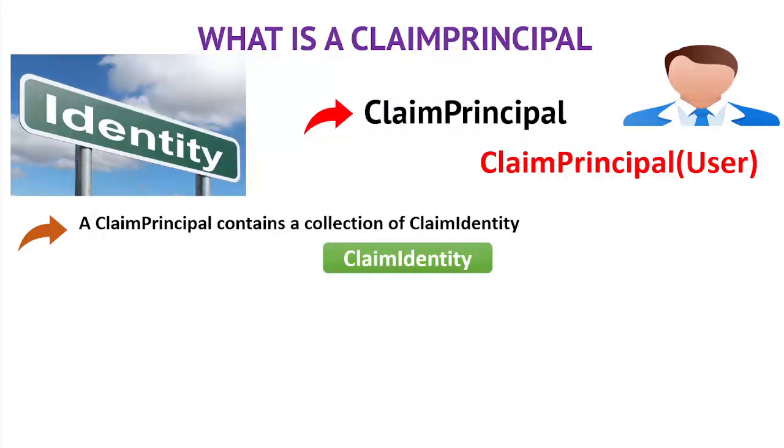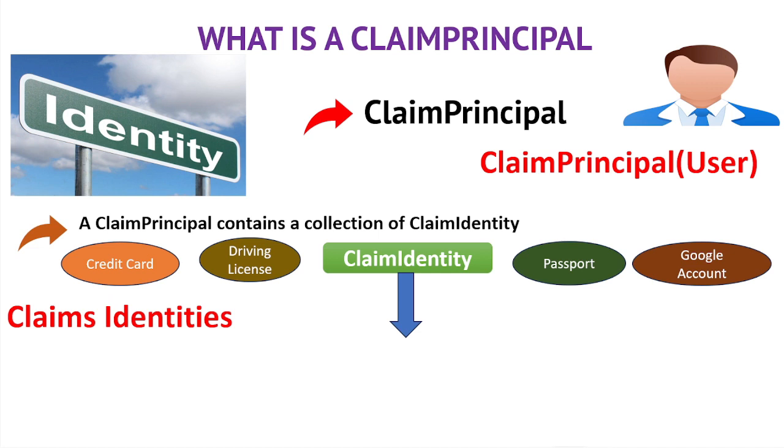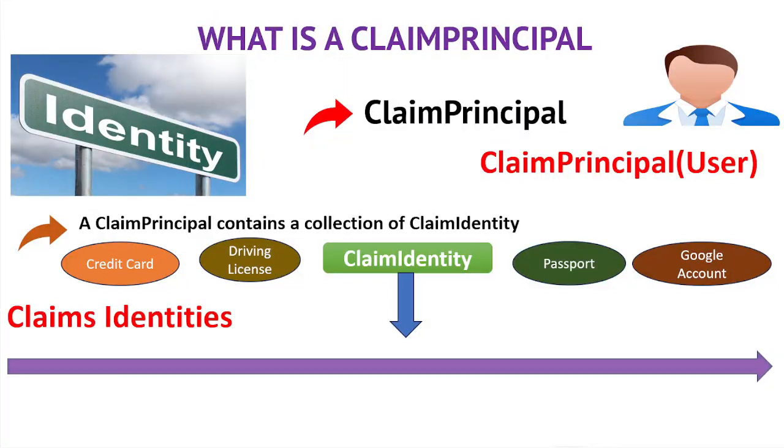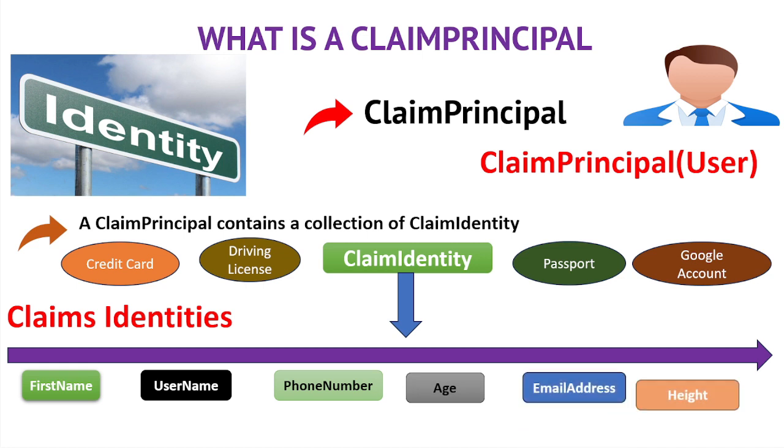One, we've said a claim identity is a collection of claims. And a claim identity can be a credit card, can be a driving license, a passport, and even Google. And we've said these credit card, driving license, passport, and Google account have some claims in them. So it is actually a collection of claims. So this now makes the claim identities. So all these credit card, driving license, passport, and Google account in general are called claim identities. But now all these, we can get some information within them: first name, username, passport, age, email address, and height.